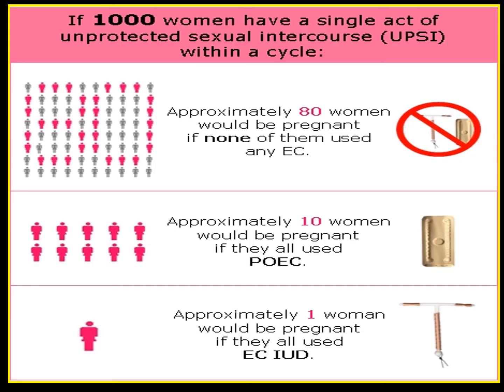If 1,000 women have a single act of unprotected intercourse, 80 women would be pregnant if no emergency contraception was taken. This is compared to 10 women who take progestogen-only emergency contraception, and only 1 woman would be pregnant if a copper IUCD was inserted. So a copper IUCD is the best emergency contraceptive method. Mirena IUS, the hormonal IUS, is not licensed as a method of emergency contraception.